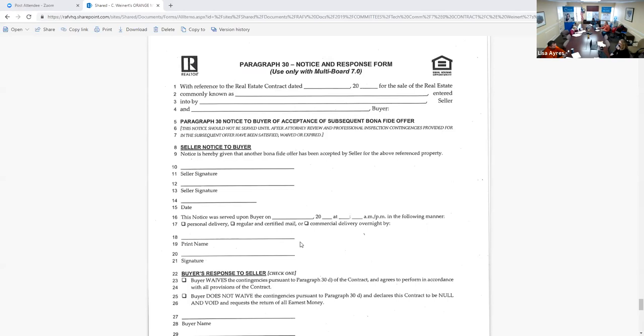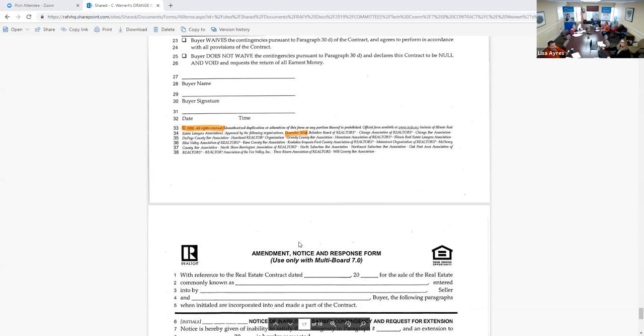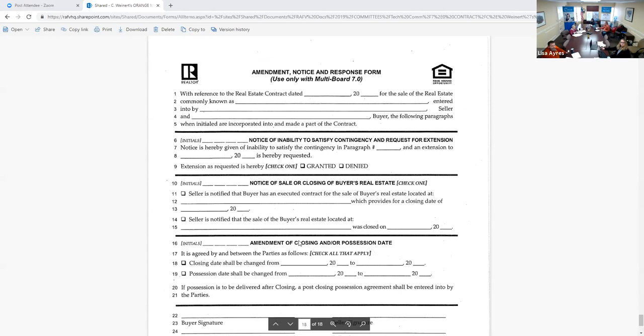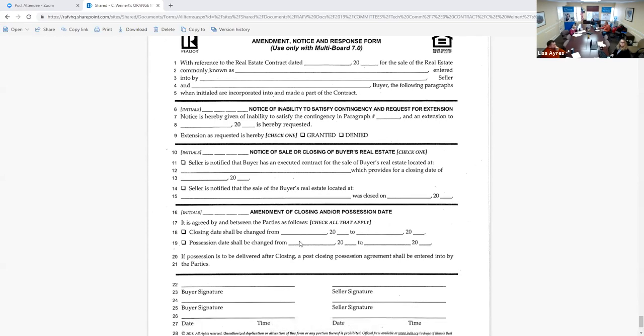So you serve it, you have the buyer sign it, date it with the date and the time. When you're doing this, you have a couple of copies with you. You leave a copy with the buyer. You take a signed copy when you leave. Might be a reason you won't want to be writing too many of these. But that obligation was always there. We're just defining it, fleshing it out a little. And so the amendment notice and response form is what it was before, but now without the paragraph 30 information.